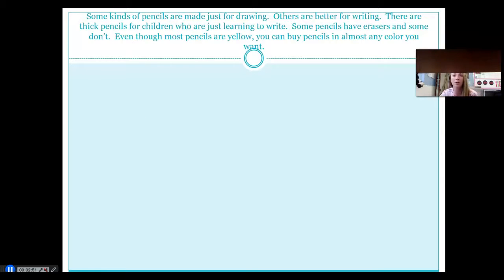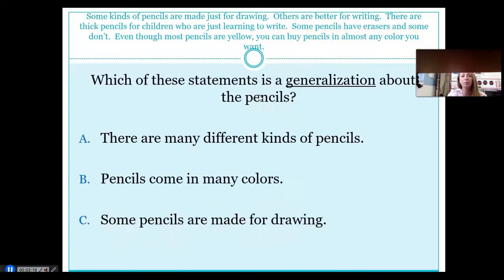Now this one's kind of long, so pay attention. Here we go. Some kinds of pencils are made just for drawing. Others are better for writing. There are thick pencils for children who are just learning to write. Some pencils have erasers and some don't. Even though most pencils are yellow, you can buy pencils in almost any color you want.